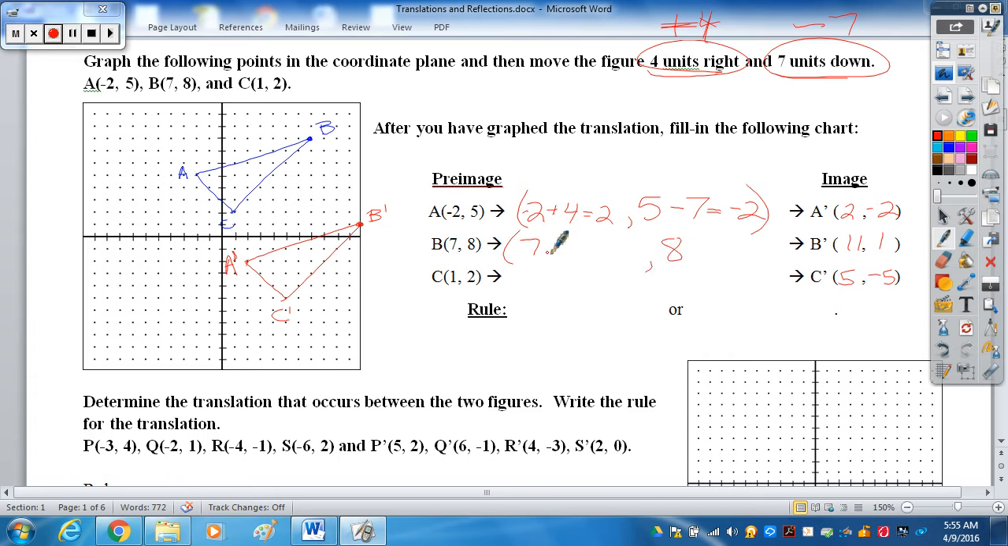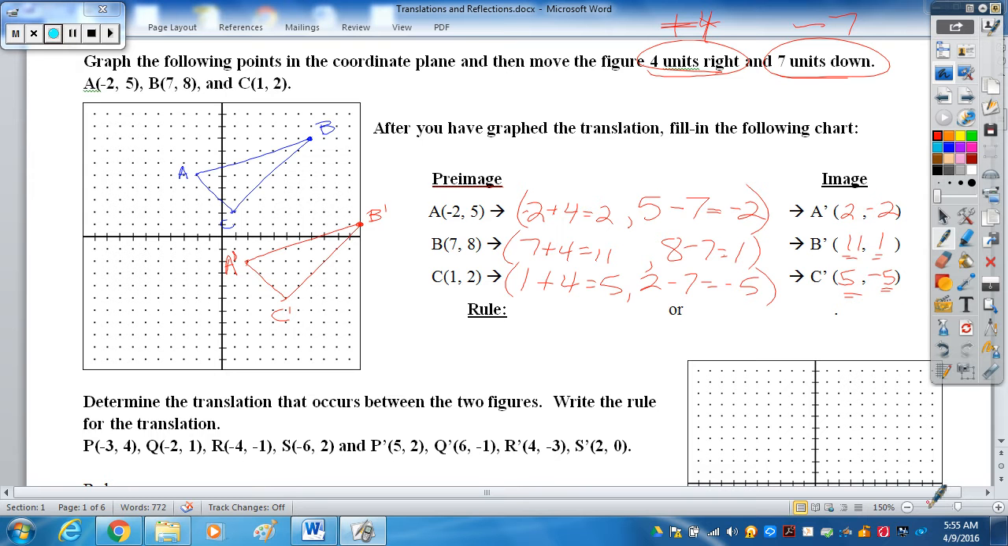We have plus 4. Well, that's 11. That's good. And we're thinking minus 7. Well, that's 1. We get the same thing there. Okay? So let's just for argument's sake, finish this up. If I take 1 plus 4, does that give me the x value over here? It does. And if I take 2 minus 7, does that give me the y value over there? It does.